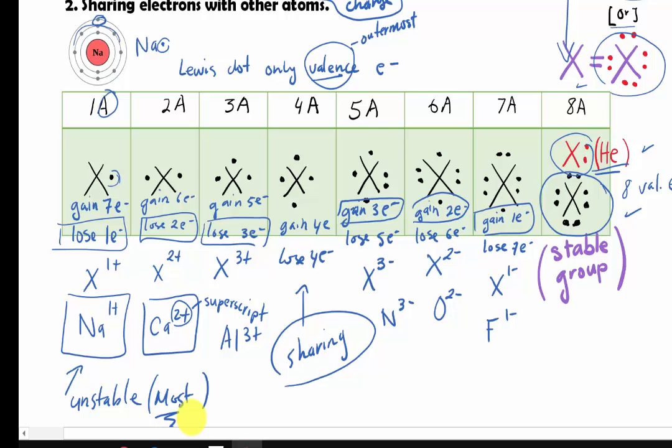The same thing goes for group 7A. It just needs to gain one electron, so this is also among the most unstable. Groups 7A and 1A are very unstable. And that is how you determine if an atom is going to become a positive charge, a negative charge, or share electrons. And these are all examples of the ions for each of the main groups.